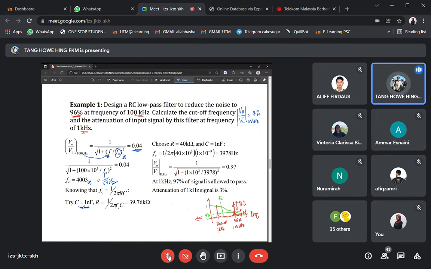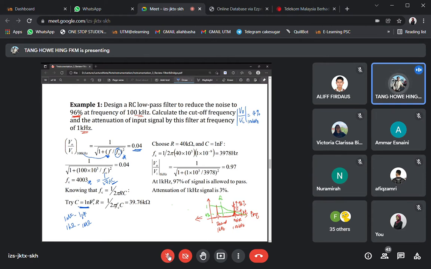Okay, you can try 1 microfarad also, or you may even try 0.44 microfarad or nanofarad. You can try it, but essentially we need to make sure that it is within the range of the design criteria. Previously the design criteria, it has to be in the 1 microfarad to 1 picofarad range, and then the resistance has to be from 1 kilo ohm to 1 mega ohm.